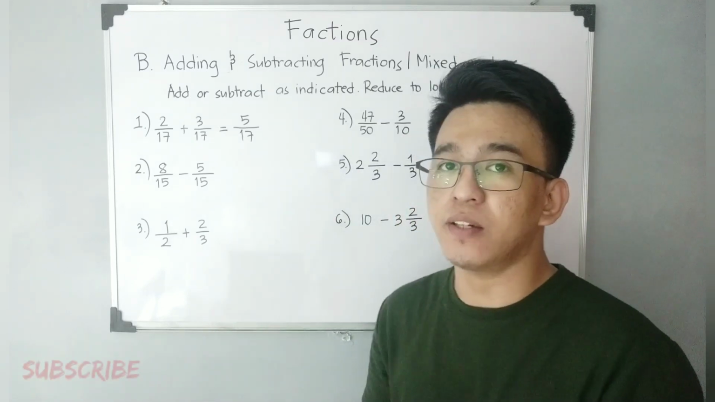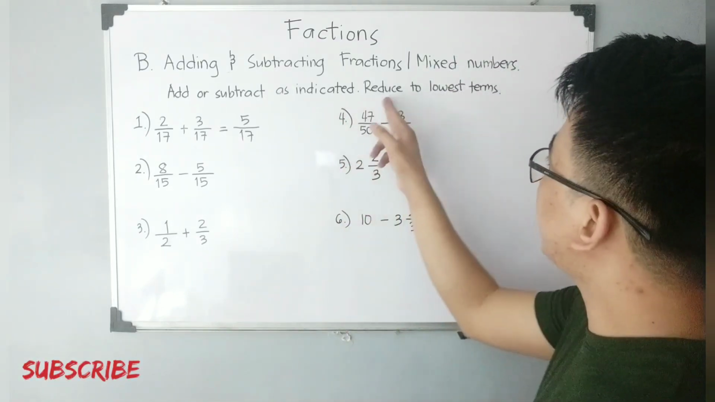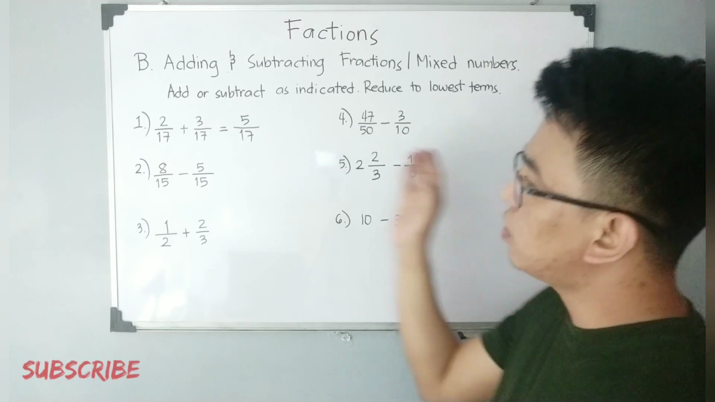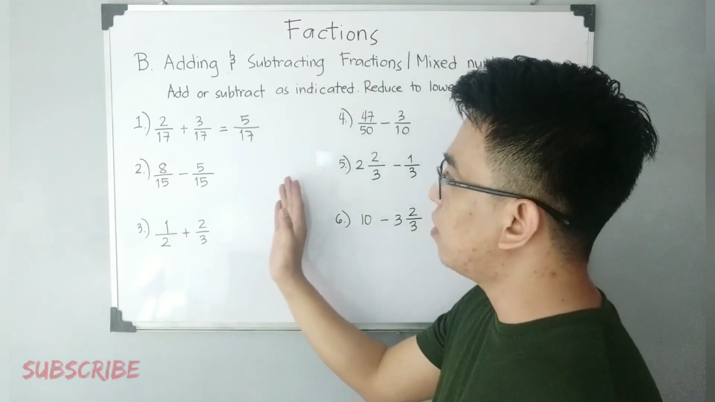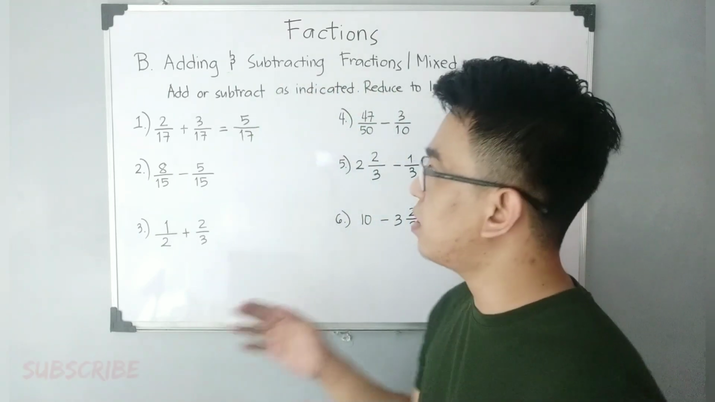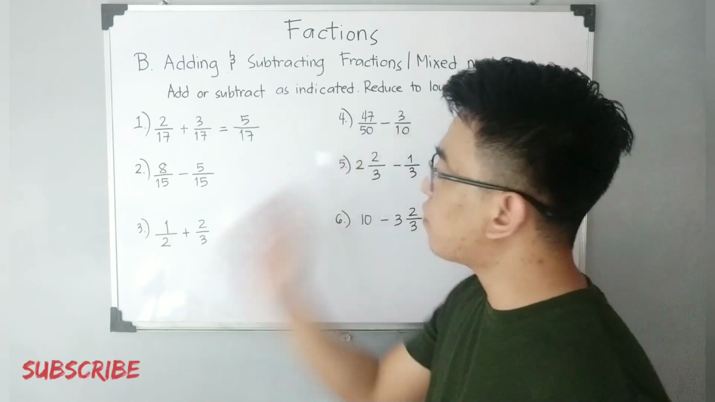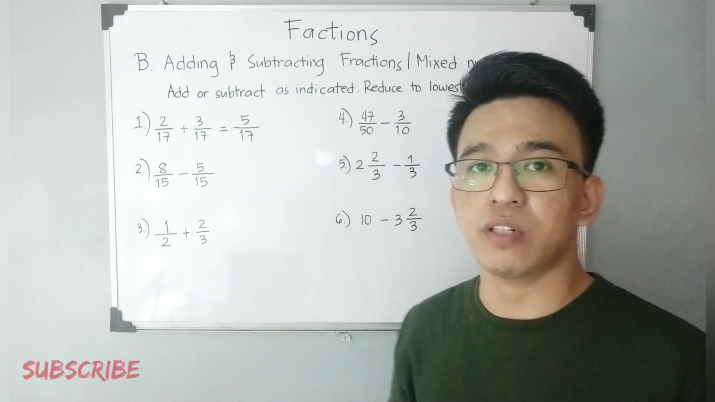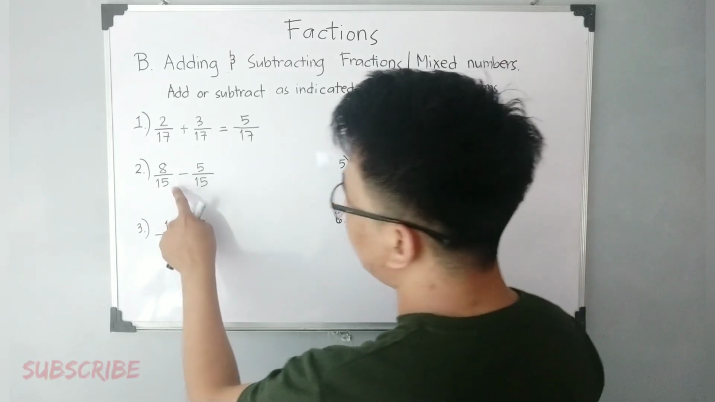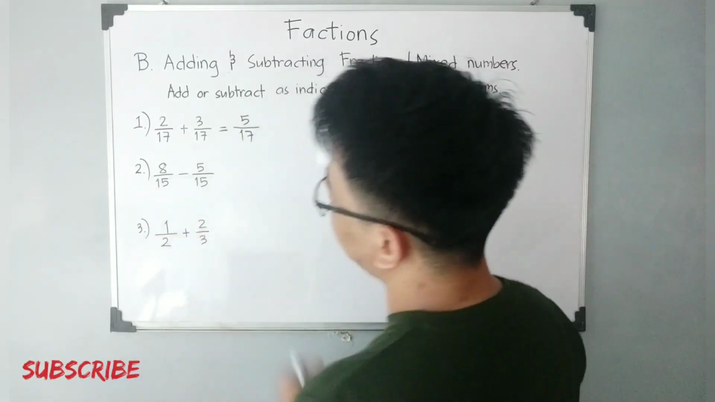But hindi natapos dito kasi, sabi dito, reduce to lowest terms. So you need to check whether your answer is already in lowest terms. But in this case, yung 5 over 17 is already in lowest terms. So let's move on with item number 2.